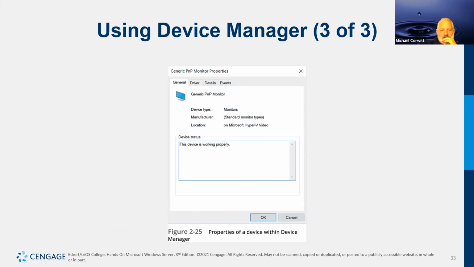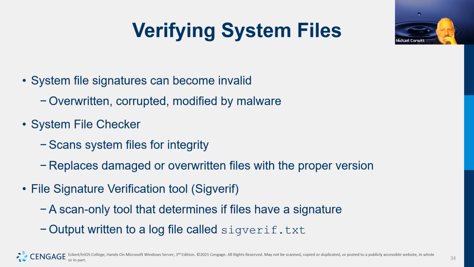Okay, and you have your generic plug and play. Verify file system files. System file signatures can become invalid, overwritten, corrupted, or modified by malware. System File Checker scans system files for integrity and replaces damaged or overwritten files with the proper version. File signature verification tool: SIGVerif is a scan-only tool that determines whether files have a signature. Output is written to a log file called SIGVerif.txt.